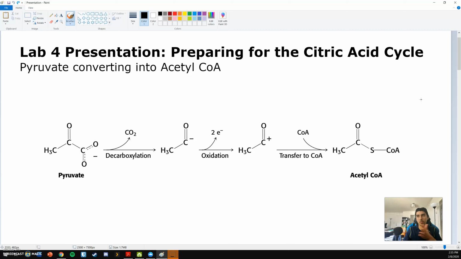As we proceed from pyruvate to acetyl-CoA, there are three important key steps, which include decarboxylation, in which we form CO2, and an intermediate that then gets oxidized, meaning we lose electrons, and then the resulting intermediate can bind with coenzyme A in order to form our final product, acetyl-CoA.